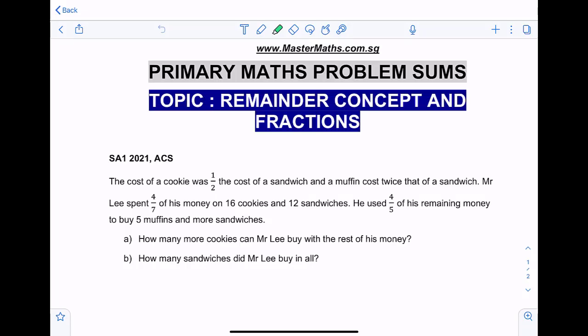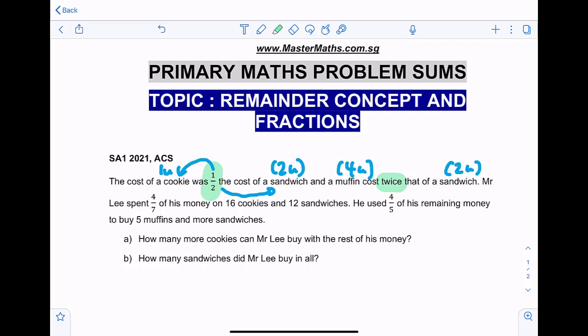The cost of a cookie was half the cost of a sandwich. Now, what does this mean? Cookie costs 1 unit, sandwich costs 2 units, and a muffin costs twice that of a sandwich. Now, sandwich we know is 2 units, right? So what's twice of 2 units? That will be 4 units. So the muffin is the most expensive.